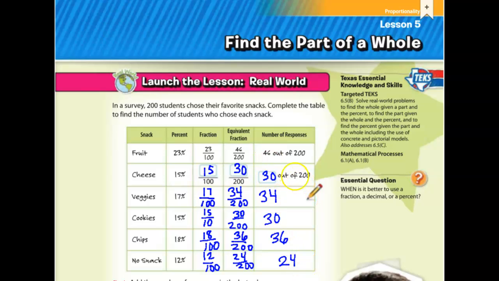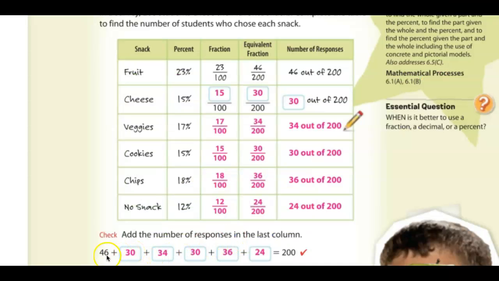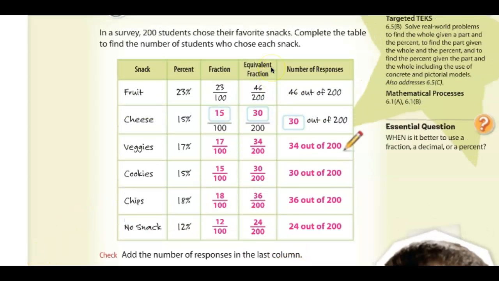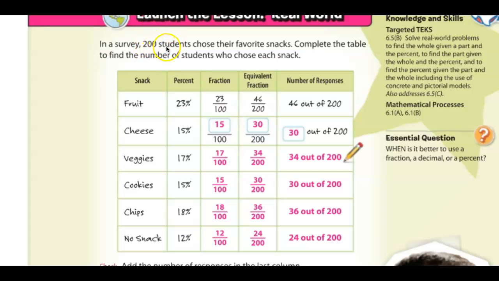Now, how do we know that we're right? So if it's 46 out of 200, 30 out of 200, we need to be able to add all of these numbers together and get the number 200. So let's go ahead and see if that's true. Okay, that definitely is true. 30, 24, 30, 36, 24 plus 46, all these together do equal 200. So in this situation, when we are given the whole, which was 200 students, and a percent, we found the part. So we're going to do the other versions for practice on the next pages.